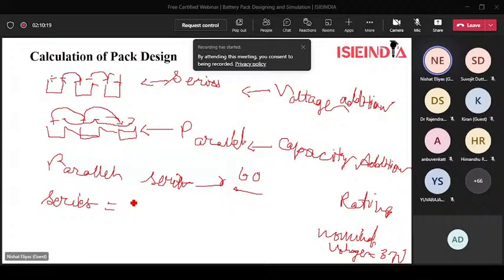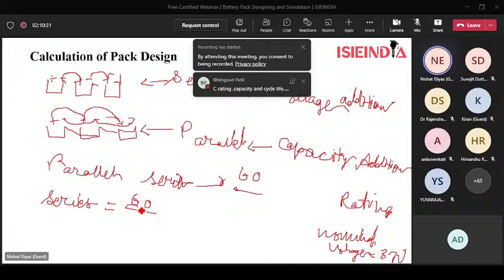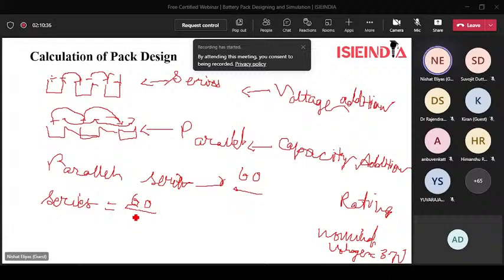We have to divide the battery pack voltage. In our previous example, we learned that our battery pack voltage requirement is 60. That is, when 60 volt will be supplied from the battery pack, the motor will start to run, and this will be divided by the nominal voltage of the cell, that is 60 divided by 3.7. It will give around 20 cells. So 20 cells need to be aligned in series.